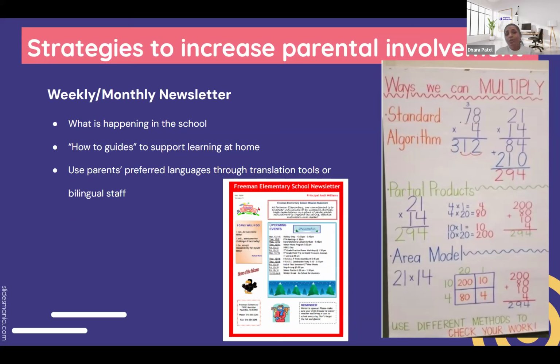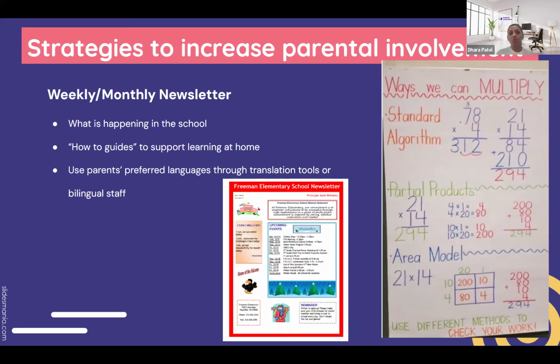And third bullet, right? Use their preferred languages through either translation tools or bilingual staff, if you have, to help parents understand what is being sent home, right? So that could be that your newsletter, maybe you're putting it through Google Translate or any of the websites, and you're translating it for them, right? This way, the parents feel that they are connected to what is happening in the school.